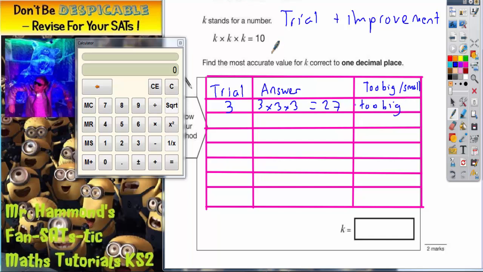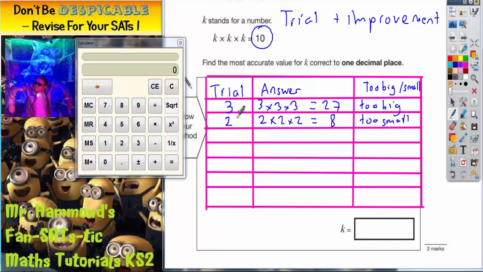Why is it too big? Well, we're trying to make the answer of 10. So 27 is too big. Every answer we get, we're comparing back to this 10, so it's too big. So our trial of 3 was too big. So next thing we'll do is we'll try 2. Well, 2 times 2 times 2 equals 8. 2 2's are 4, times 2 again is 8. Now we're trying to make 10, so this 8 is too small.